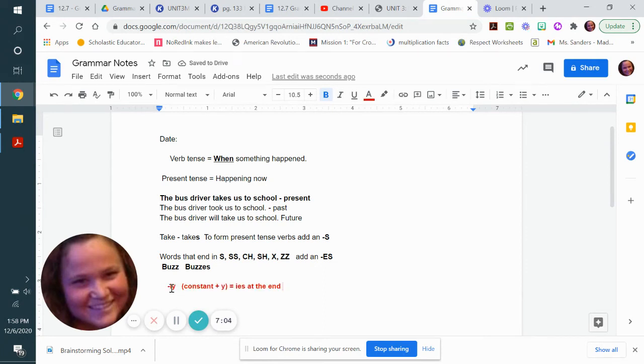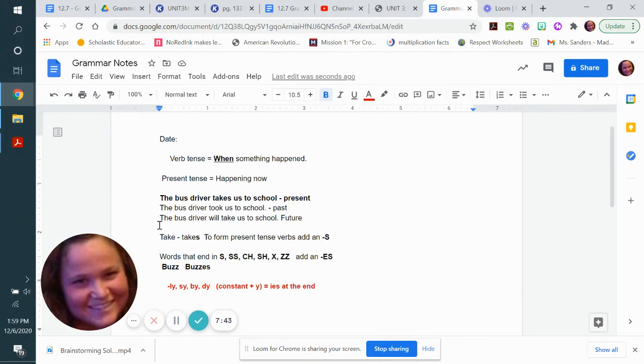So if it ends in a consonant plus a Y, this could also be SY, it could be BY. What other words end in something Y? If it ends in any of those consonant Y patterns, we add the IES to the end.